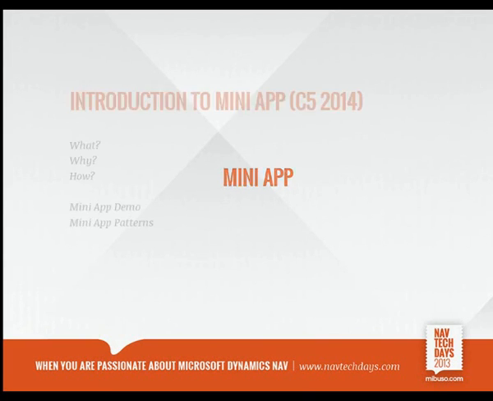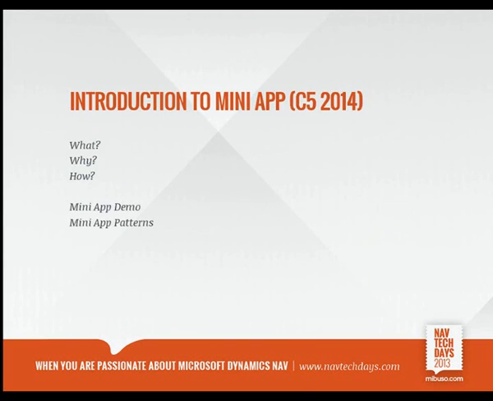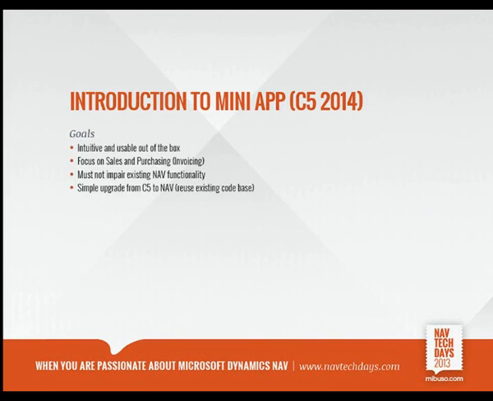In Denmark, we have a product called C5 that is aiming for the SMB market segment there. So almost a year ago, we were asked to create a light version of NAV that is hostable and where the users can use this try and buy thing. We also had some goals. The product should be intuitive and usable out of the box. We have focused on sales and purchasing, pure and simple. It shouldn't impair the existing NAV functionality, and simple upgrade, which is very important.